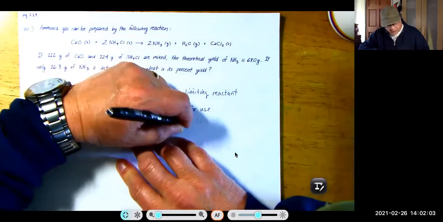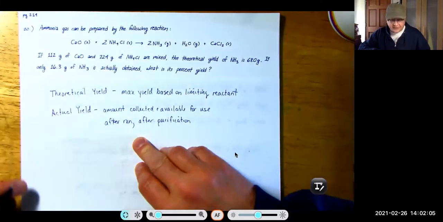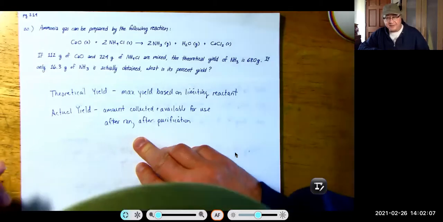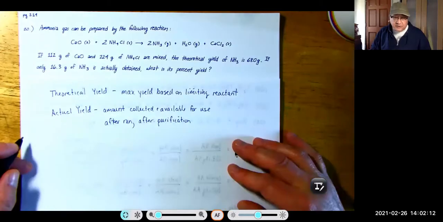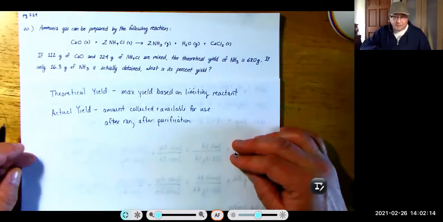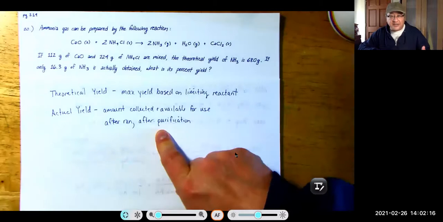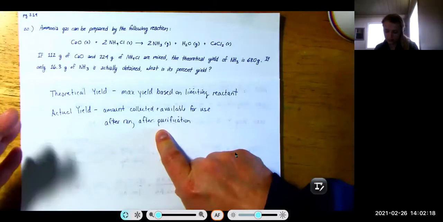So what is the actual yield going to be compared to the theoretical yield? The same, more or less? Probably a lot less, or a little less at least. Should be less. The only time the actual yield is greater is if you haven't purified it and you have other junk in there. And it could weigh more than the theoretical.